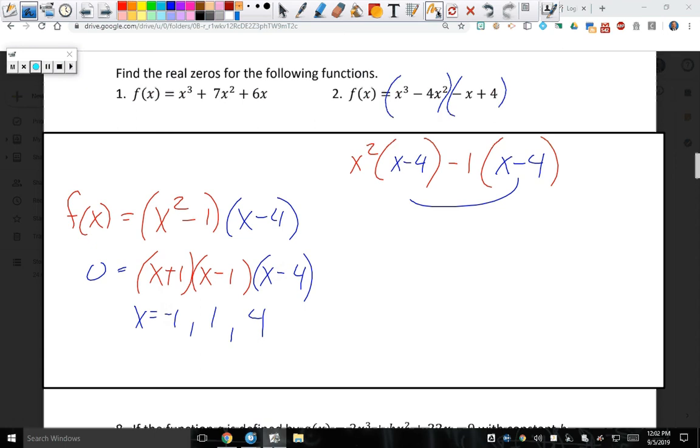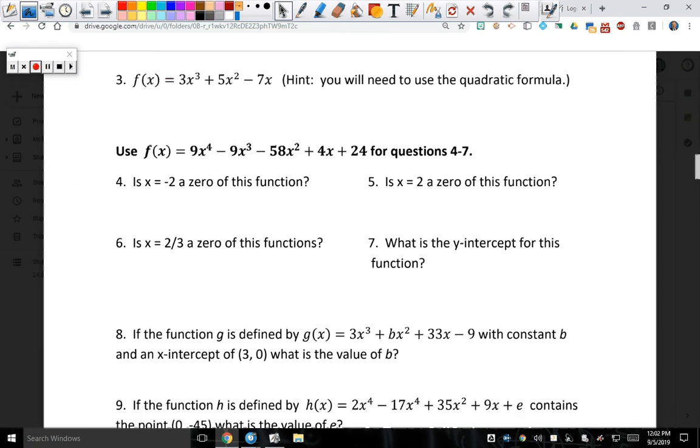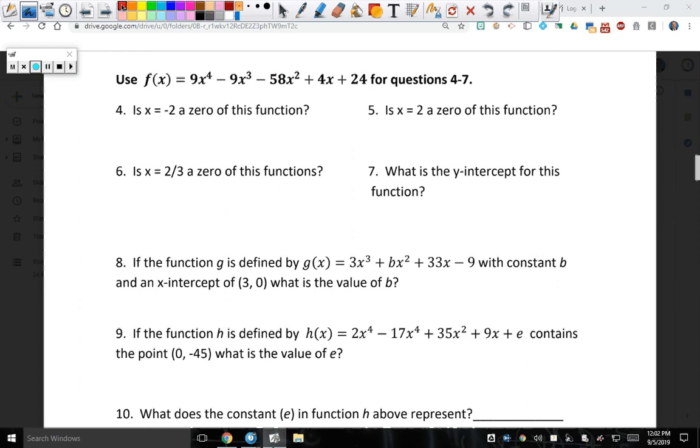All right. Let's do, all right, so let's do this one right here. So I'll let you guys do 3 on your own, but let's use this huge function right there. And we're going to check, is -2 a 0 of this function? In other words, is -2 an x-intercept of this function? Yes. Okay, so we're going to find out here in just a bit.